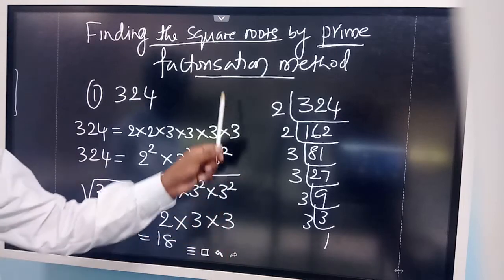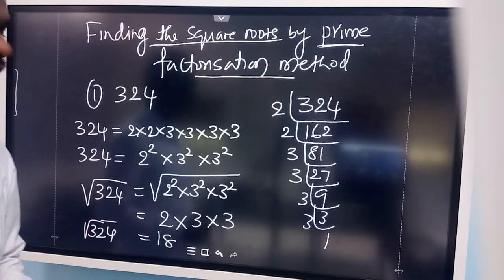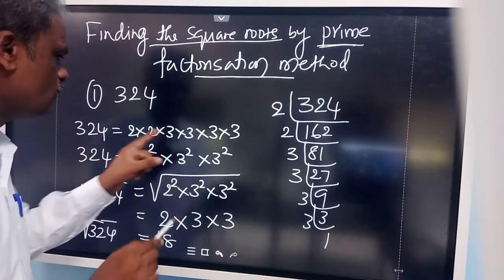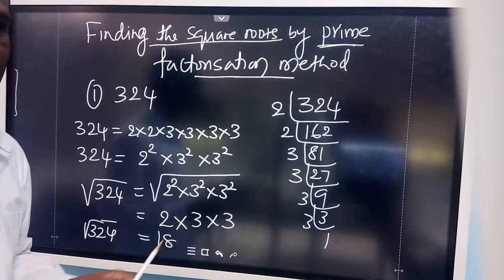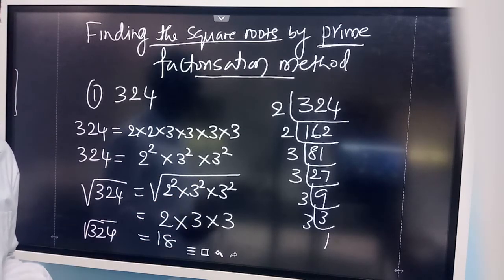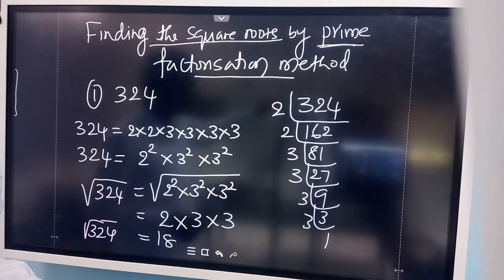This method is called the prime factorization method. We use only the prime numbers here, 2 and 3 only. No other number. Composite numbers are not used here. Only prime numbers. This method is called the prime factorization method.